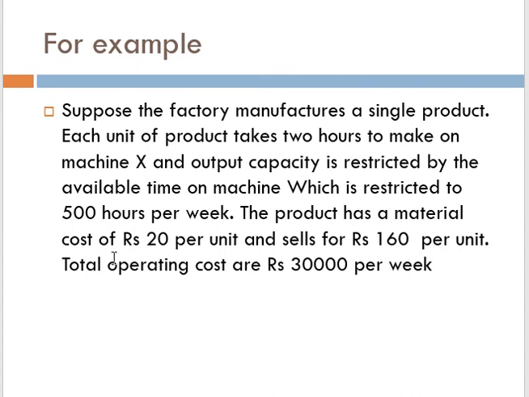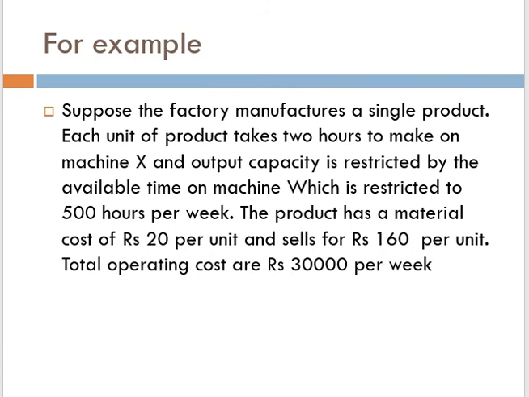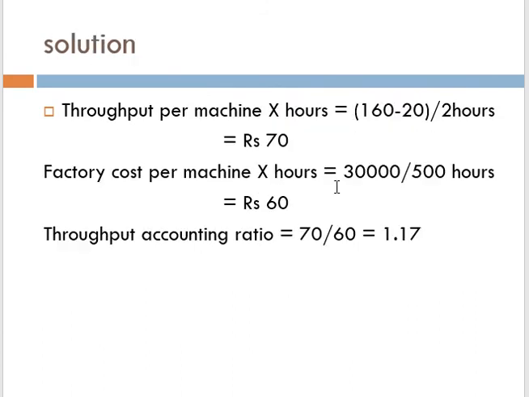The product has a material cost of rupees 20 per unit and sells for rupees 160 per unit. So to calculate throughput, we have the selling price as well as the material cost. Throughput per machine X hour is equal to the selling price, which is rupees 160 per unit, minus the material cost, which is rupees 20. We divide by the number of hours, 2 hours, to find what it is for 1 hour. So 160 minus 20 divided by 2 gives rupees 70 per machine X hour. So for 1 hour it is rupees 70.